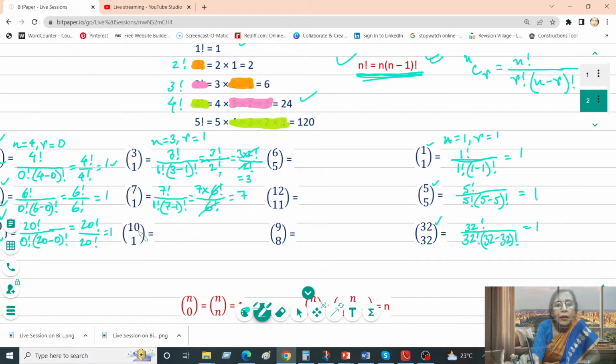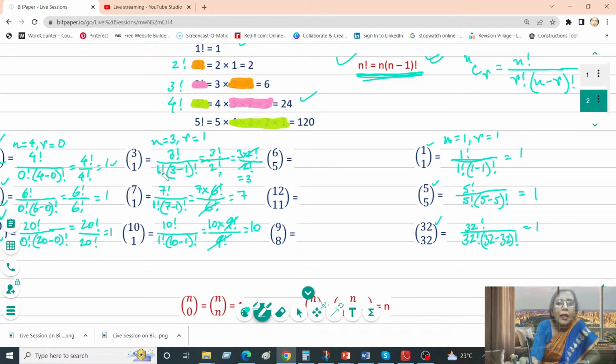Okay. For 10C1, again, 10 factorial over 1 factorial and 10 minus 1 factorial. 10 minus 1 is 9, so we will be expressing 10 factorial in this form: 10 times 9 factorial, because we are having the 9 factorial in the denominator, so that these two can get cancelled, and the answer will be equal to 10.